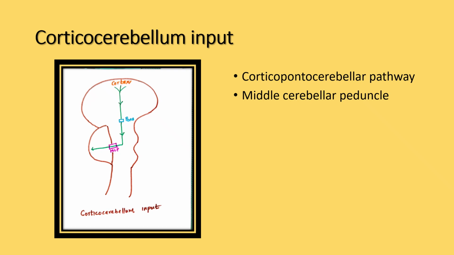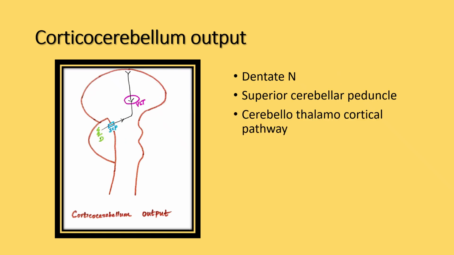Corticocerebellar inputs: the cerebellum receives input from the cortex, and through the pons it enters the middle cerebellar peduncle and reaches the cerebellum. The cortico-ponto-cerebellar pathway input is through mossy fibers. Corticocerebellum output is from the deep cerebellar nucleus, the dentate nucleus, through the superior cerebellar peduncle, reaching the cortex through the thalamus. The cerebello-thalamo-cortical pathway is important for the coordination of movements.